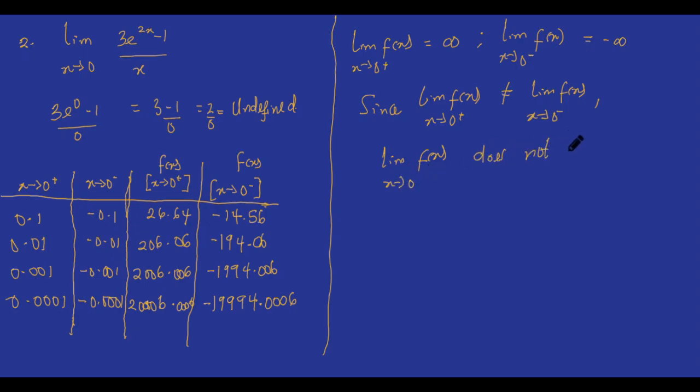For the limit of a function to exist, its right-handed limit and the left-handed limit must be equal to the same value, thus making the function have a limit at that point.